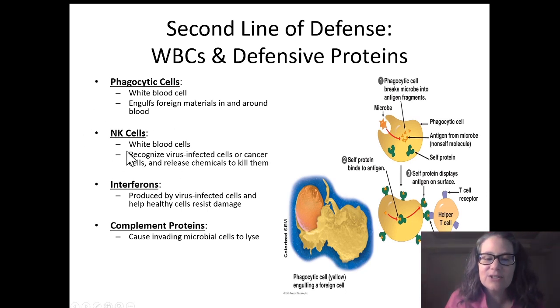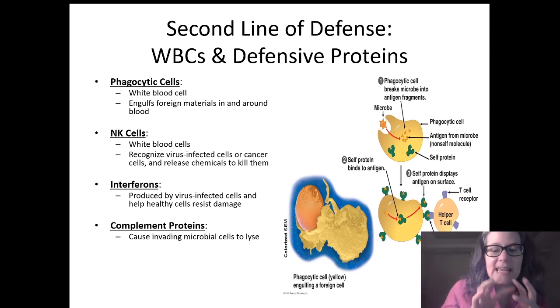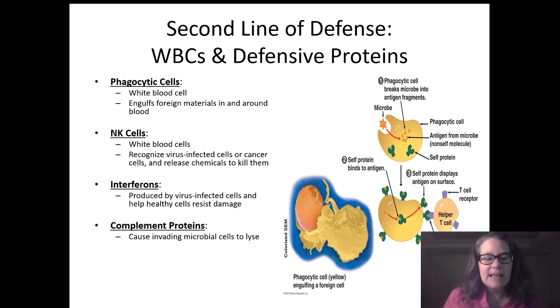Natural killer cells are also a class of white blood cells, and they can recognize virus-infected cells and cancer cells, so they have almost a protection against cancer and cells that are dividing out of control as well. But rather than engulfing things that don't belong to you, they secrete some chemicals that help break down the cell, the bacteria, the particle that doesn't belong to you.